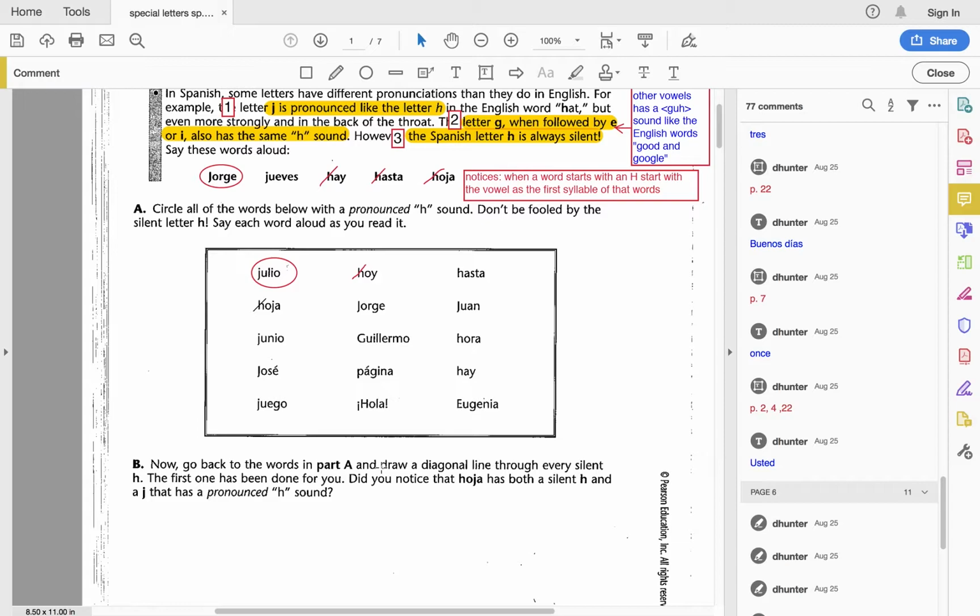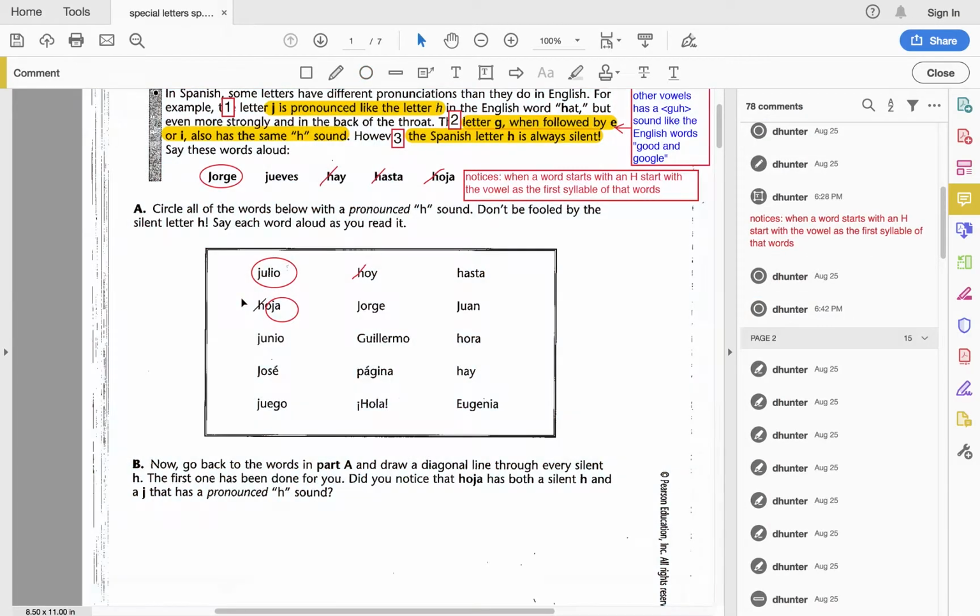Part B says now go back to part A, which is this box here, and what I want you to do is write a diagonal line like I've done here with hoy and all of these examples for the words that have those false H sounds, right? It says the first one has been done for you. Hoja actually has an H sound, so you could circle it because of this J. But the H at the beginning actually gets crossed out because you don't pronounce it. So it's important to realize that some words are going to be a combination of a silent H and a J sounding H.